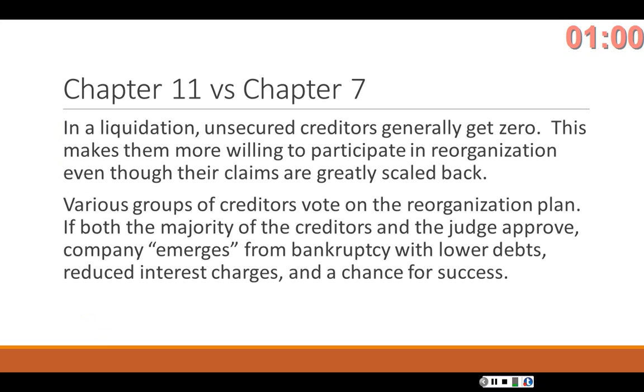In liquidation, unsecured creditors usually get nothing. So that makes them willing to participate in reorganization, even though they won't get what they're owed. So they're going to get a significant amount less than what they're actually owed. Various groups of creditors vote together on the reorganization plan. If the majority of the creditors and the judge approve, the company will emerge from bankruptcy with lower debts, reduced interest, and a chance for success. That's it for Chapter 5.